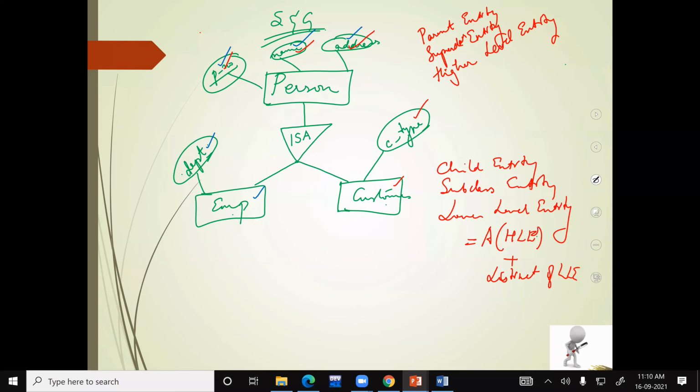You can think like this. The employee can either be a part-time employee or a full-time employee. This is also possible. So you can have a next level of inheritance over here. If you think about a part-time employee, he will have phone number, name, address, the department attribute, plus, let's say, number of hours.